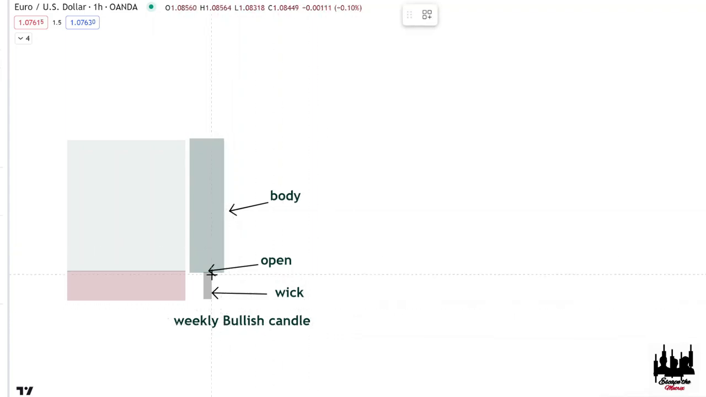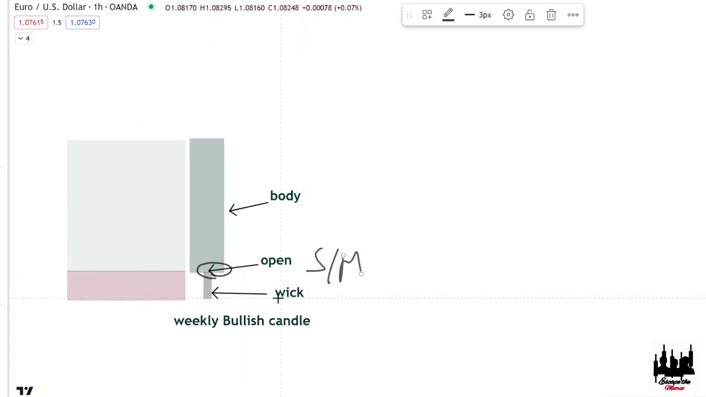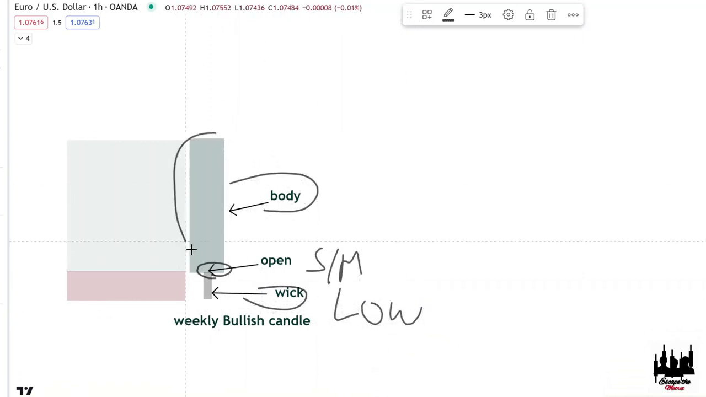Here we have our price open. So this would be our Sunday and Monday is when the weekly candle opens. Here we have our wick, which would be the low of the week. And here we have our body, which is this entire thing. And this would be our expansion.